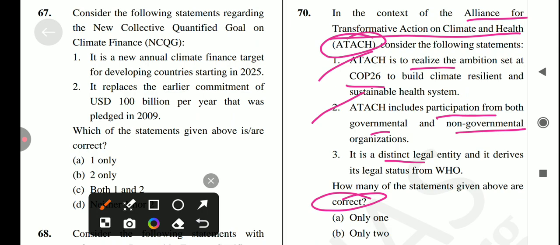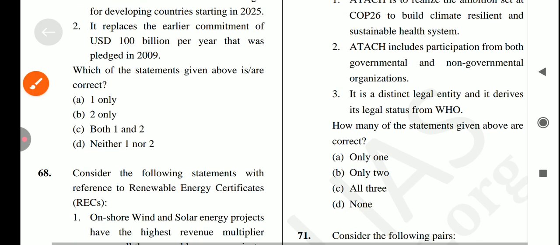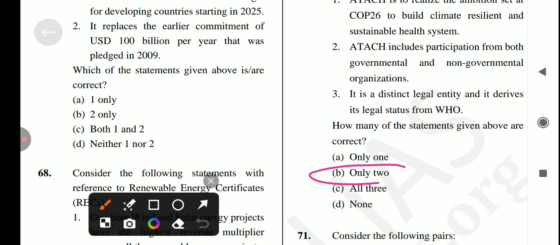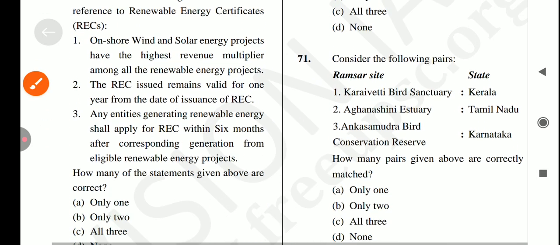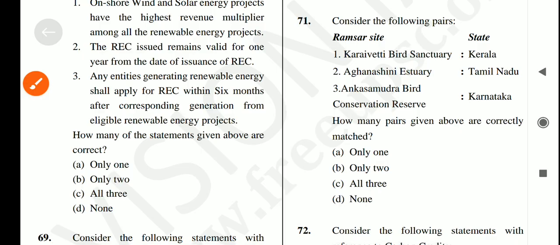No, it's not a correct statement because it is not a distinct legal entity and it does not derive its legal status from WHO. Okay, so answer for this question is option number B. Only 2 is the correct answer for this question. Let's come to the next question, which is consider the following pairs.